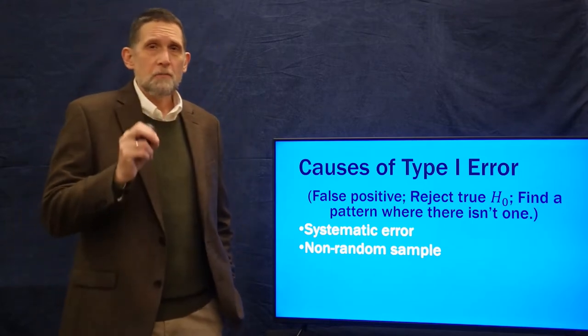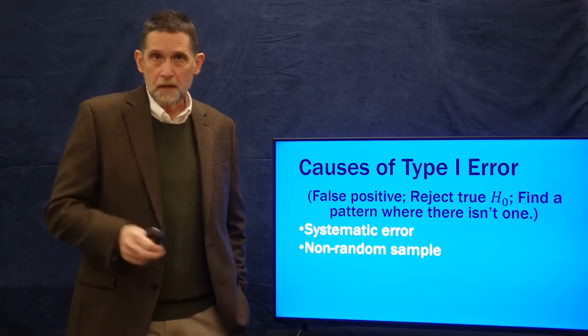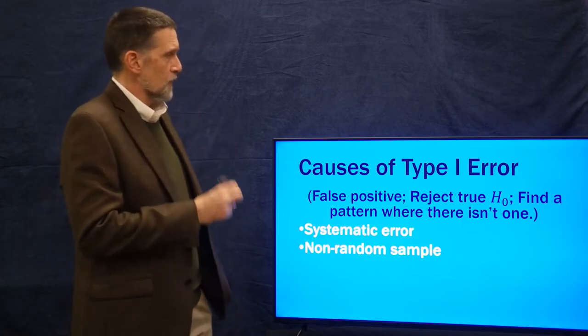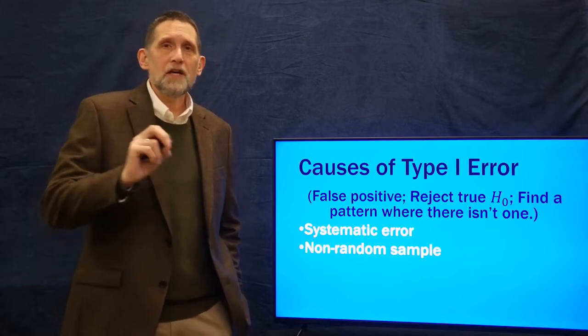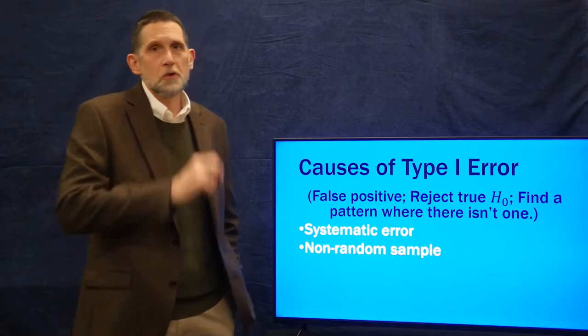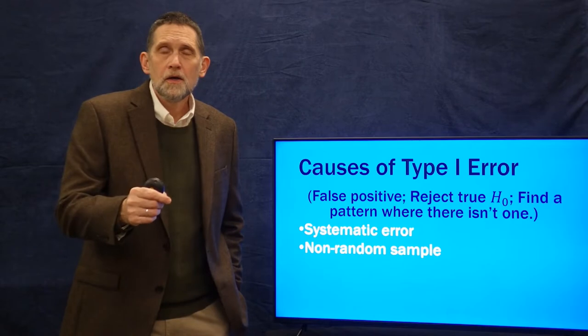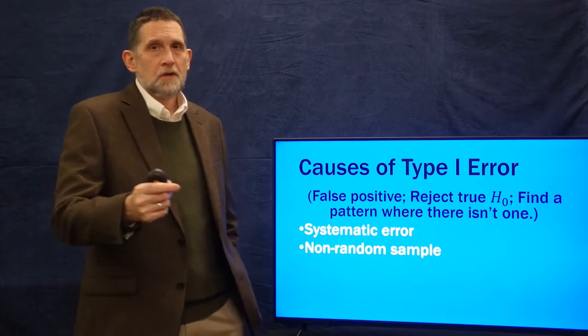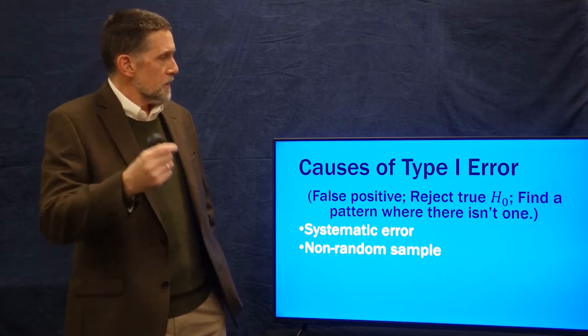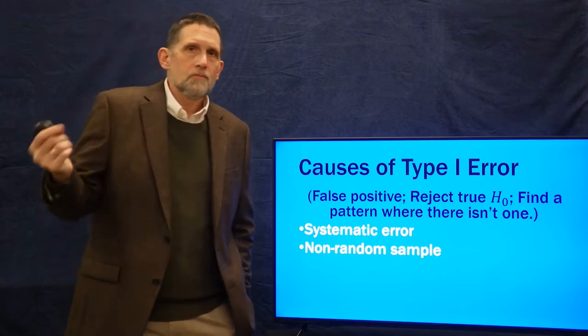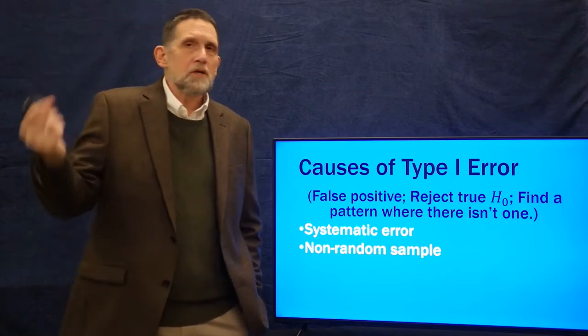Another thing that can cause a type 1 error is if you have a non-random sample. The non-random sample could select a group of people who have characteristics that are really unusual in the population, where the null hypothesis might appear to be not there, where some pattern might appear to be present.